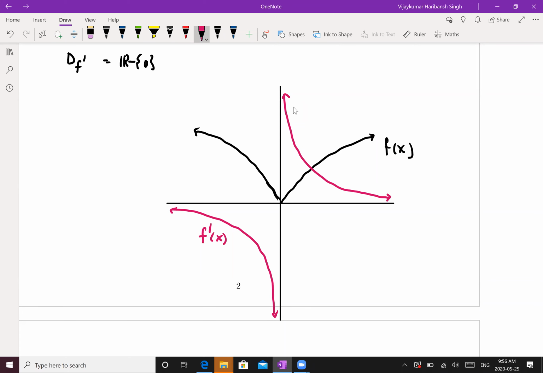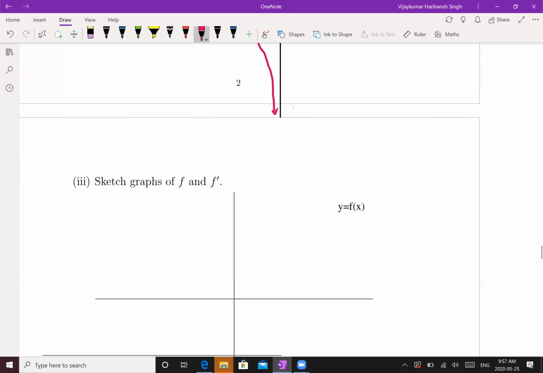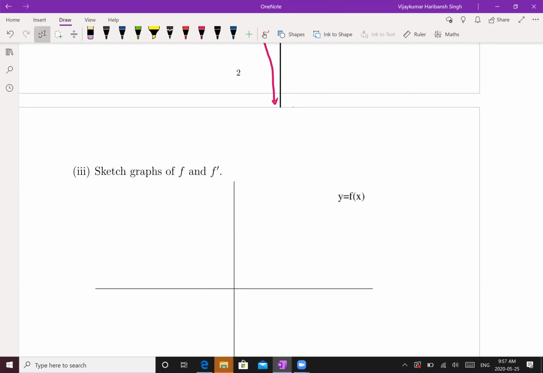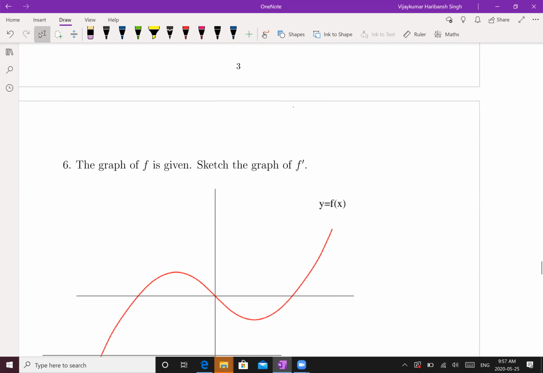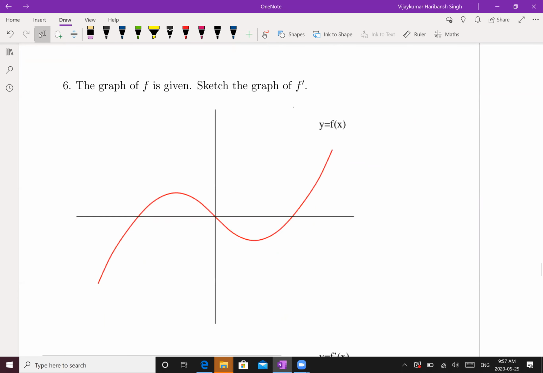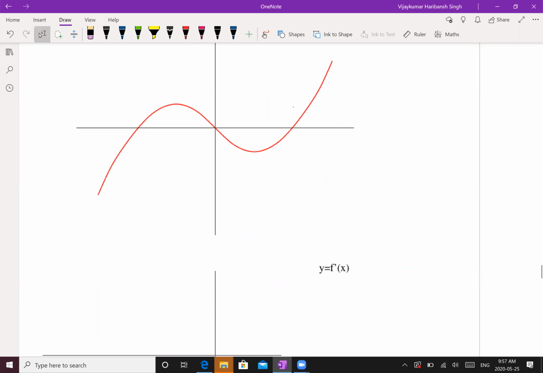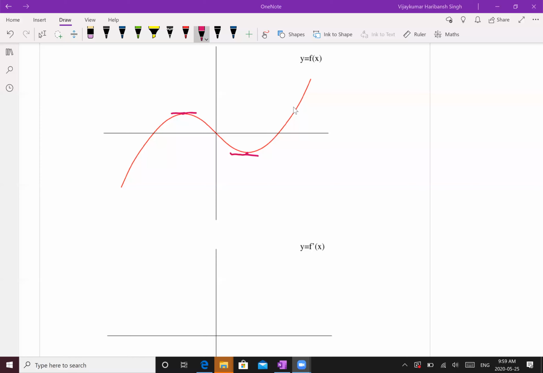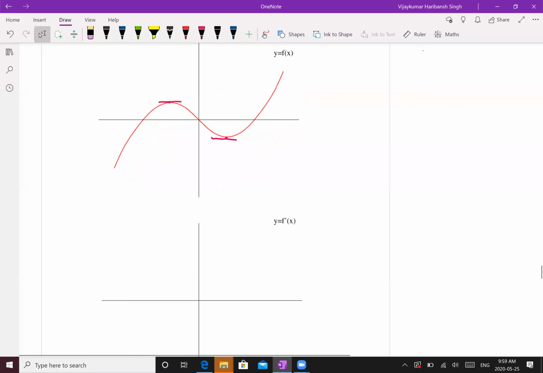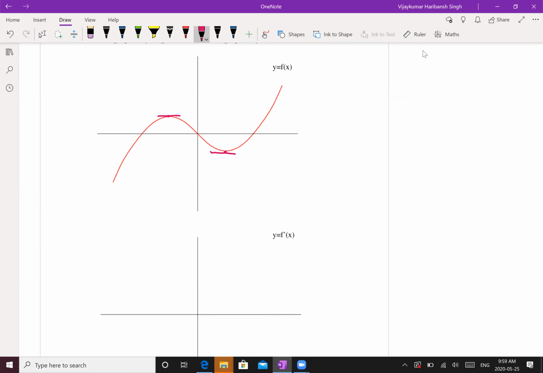Okay. Now, so let's see, how do we draw a graph of a function? So given f, the graph of f is given. Let's sketch the graph of f prime. So this is your graph of f of x. Sketch the graph of f prime. So can you go ahead and sketch the graph of f prime? So at this point, so this is your graph of f of x.